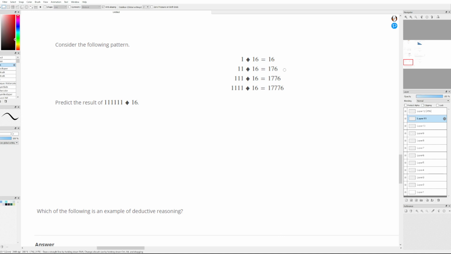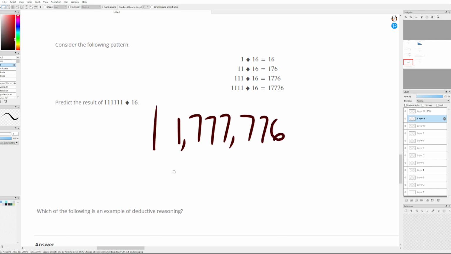What happens if we times 11 by 16? Well, we get 176. So I think it's safe to assume that each time we add a 1, this diamond basically represents a multiplication sign. I don't know if it will always be like that in the examples that you're given, but for this problem it is. So 1, 1, 1, 1, 1, 1 times 16 is equal to 777,776. That would be our answer for this problem.